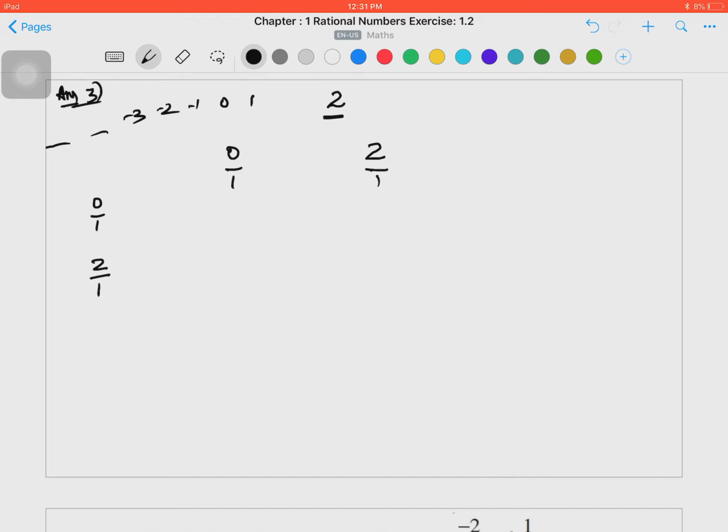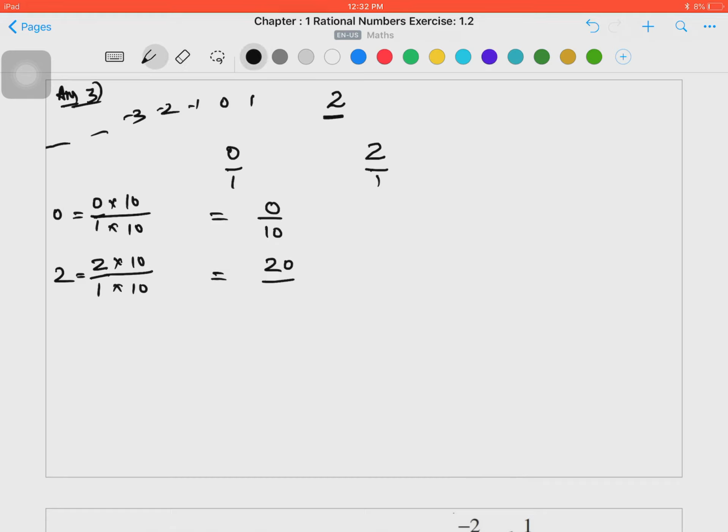For our convenience, we can multiply the numerator and denominator by any number, so that the original number remains unchanged, but we get the rational number in a different form. Let's in this case multiply by 10 here and 10 here, similarly 10 here and here. The original numbers remain unchanged, 0 and 2. So this will be 0 by 10 and this will be 20 by 10.